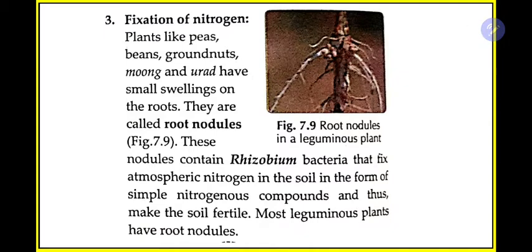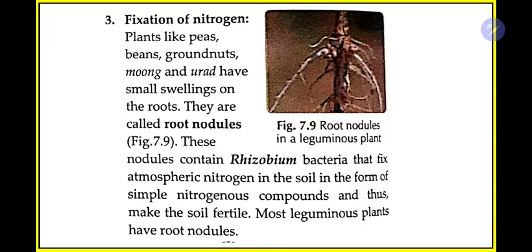Moving to the next, fixation of nitrogen. So we know plants like pea, bean, groundnuts, moong, they have swelling on the roots. That means there's some white swelling on the roots. These are called root nodules. This white structure on the roots that we are calling swelling are nothing but root nodules.